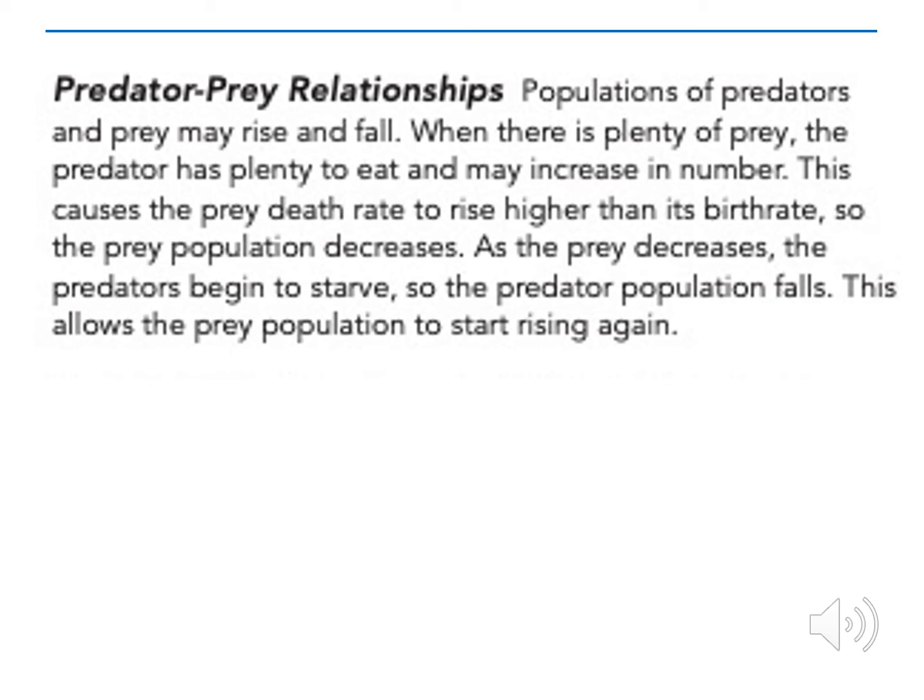This causes the prey death rate to rise higher than its birth rate, so the prey population decreases. As the prey decreases, the predators begin to starve, so the predator population falls. This allows the prey population to start rising again.